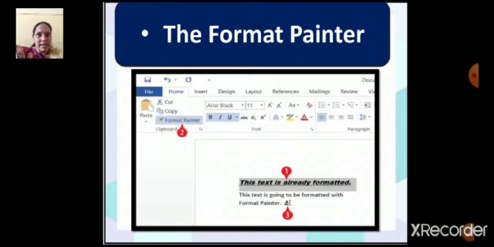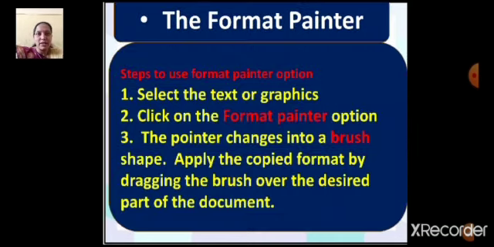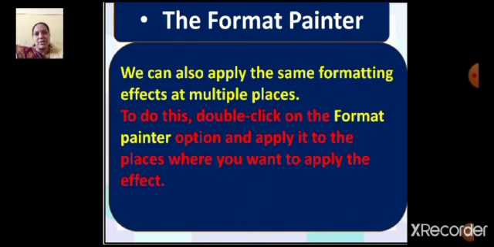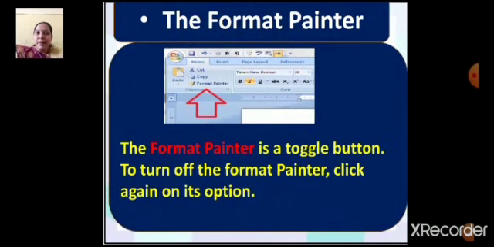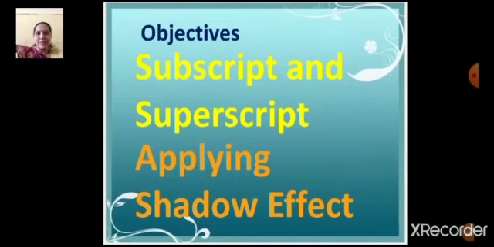So first step, we select the text from where we need to copy the formatting feature. Then we click on the Format Painter option, which is available in the Home tab, Clipboard group. The mouse pointer changes to a brush. Then we click on the word where we have to place the formatting feature, or we can drag the mouse over the text. The Format Painter is a toggle button, so we can click again on the same option to turn it off. So this is the use of Format Painter.